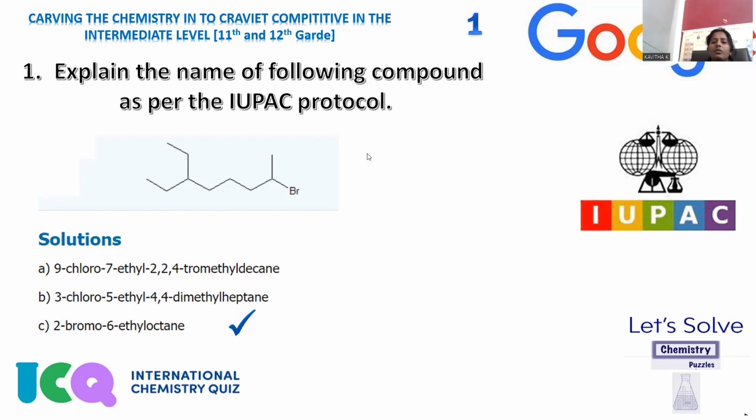Explain the name of the following compound as per the IUPAC protocol. IUPAC stands for International Union for Pure and Applied Chemistry. As per the IUPAC, we have to name the given compound. Here, so many options are there. 2-bromo-6-ethyl octane is the right nomenclature for the given compound. Let's see how we can assign the name for this in accordance with the IUPAC protocol.